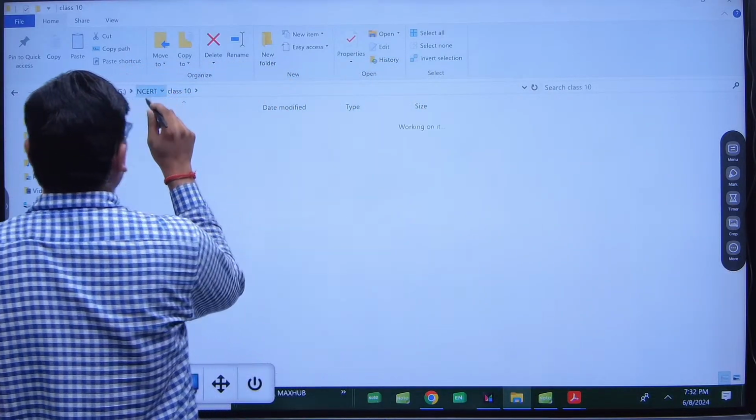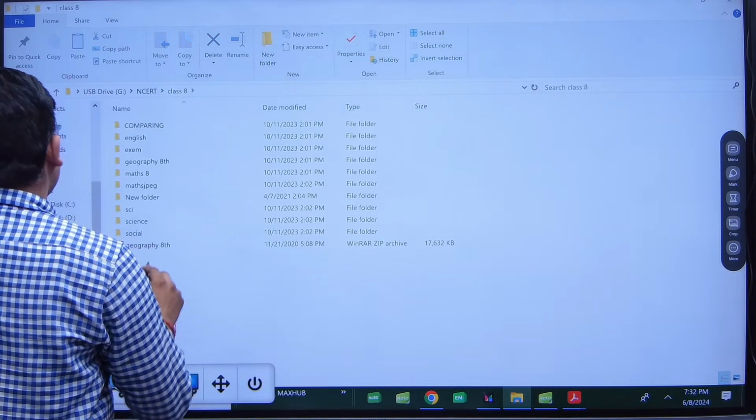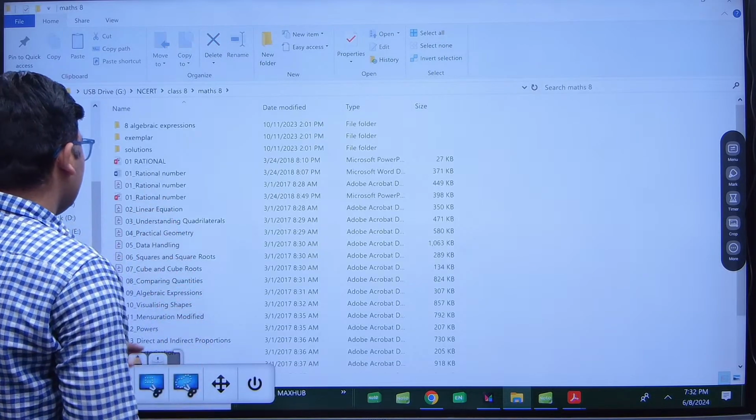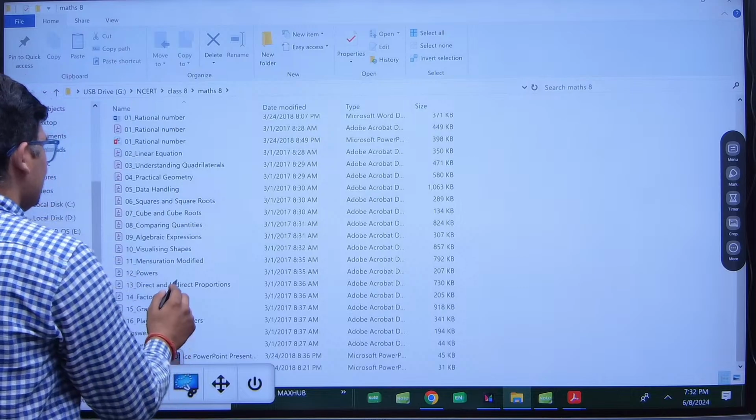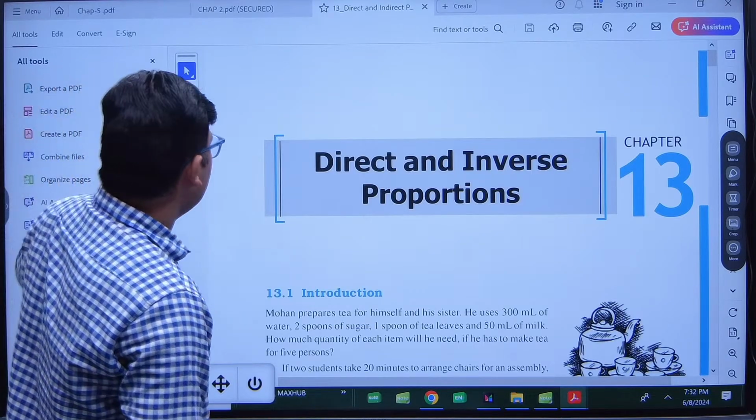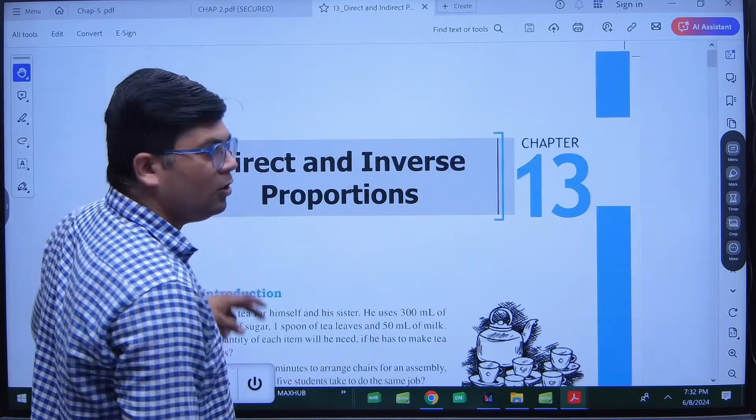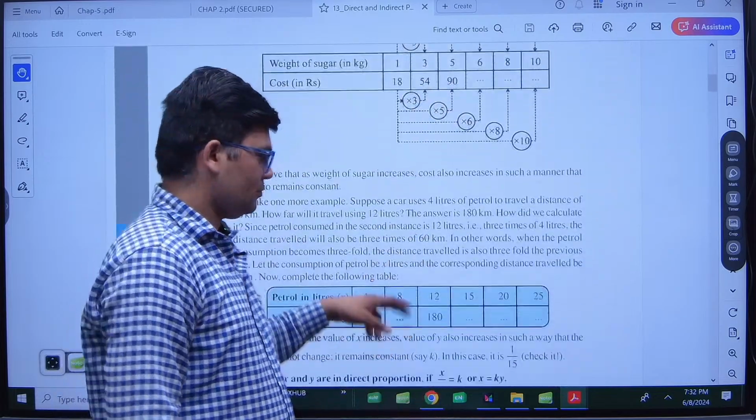I'm also good. So today we will be doing inverse proportion. You remember that we have completed the direct proportion. Today we will go with the inverse proportion. All right? Yes, sir. Okay.